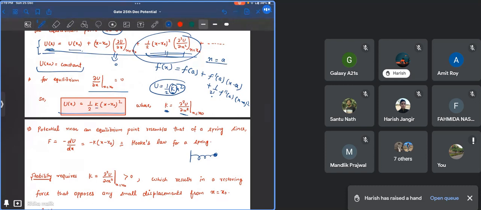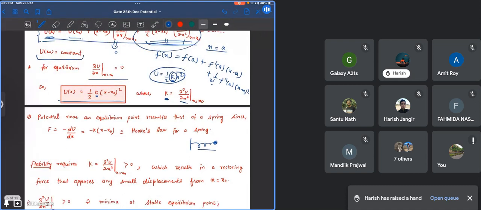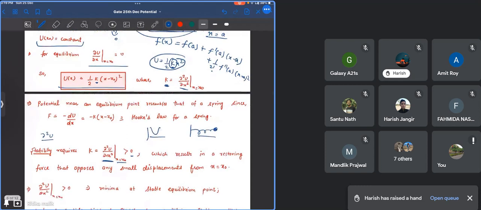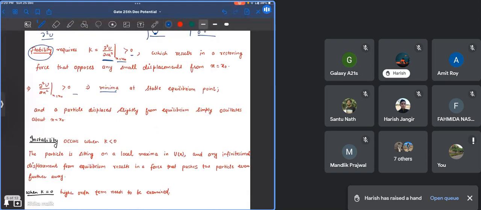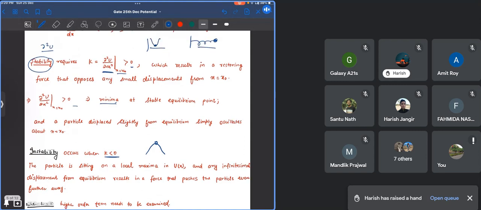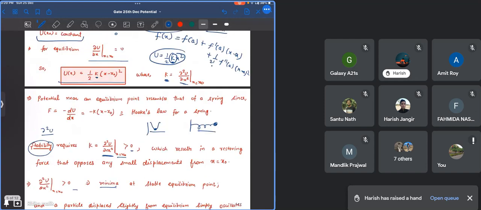So just by looking at this spring constant, we can say whether it is a stable equilibrium or an unstable equilibrium. The sign of del square u by del x square at the equilibrium point, if it is greater than 0, means it will represent a parabola like this, and this corresponds to a minimum condition, which means a stable equilibrium. However, if your k is less than 0, you are at the top of this flipped parabola, and that corresponds to an unstable equilibrium condition.